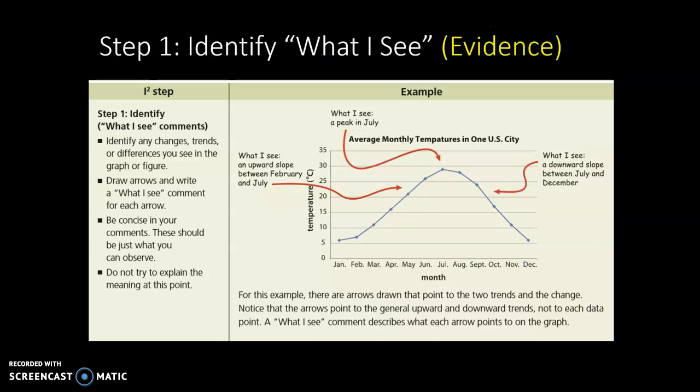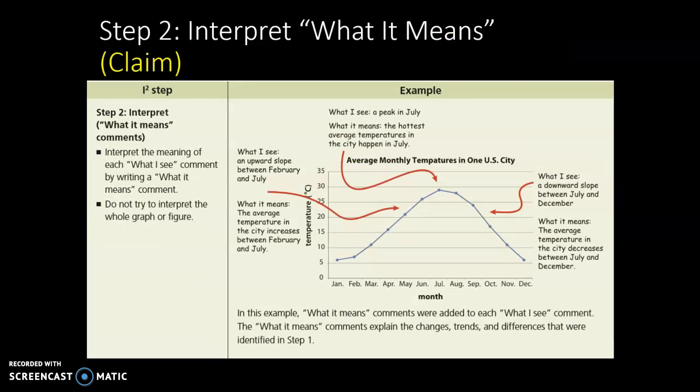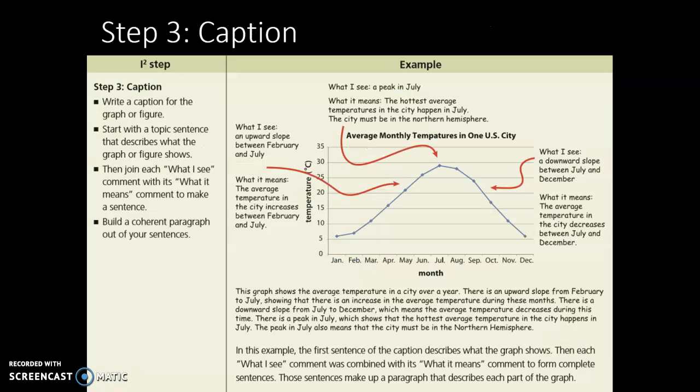Step 1, you do what I see. So you put points that will remind you of what were your observations, so that then in your next step you can say what those observations meant. So what does it mean? Step 3 is write a caption for the graph or figure. Start with a topic sentence that describes what you're seeing in that graph, and then you're going to join what I see with what it means in a paragraph.